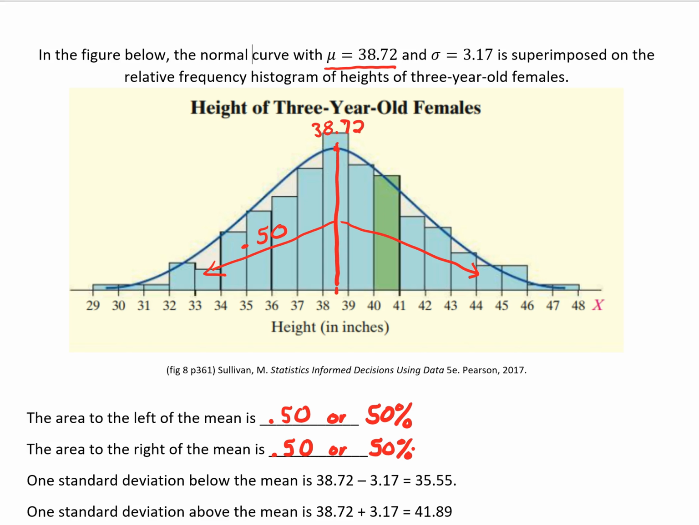Now let's take a look at standard deviations. The standard deviation was 3.17 inches. One standard deviation below the mean is going to have a value of the mean, 38.72, minus the standard deviation of 3.17, to give us a value of 35.55. So the value for one standard deviation below the mean is 35.55, or halfway between 35 and 36 inches.